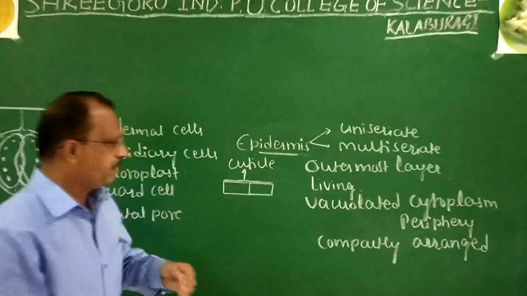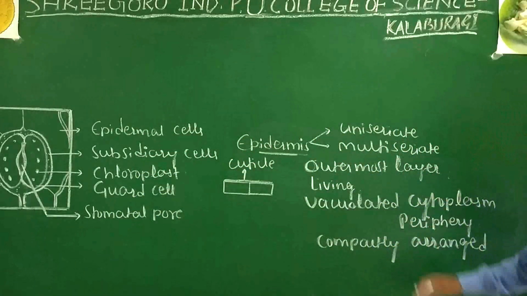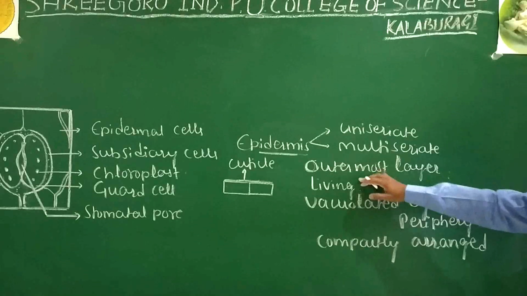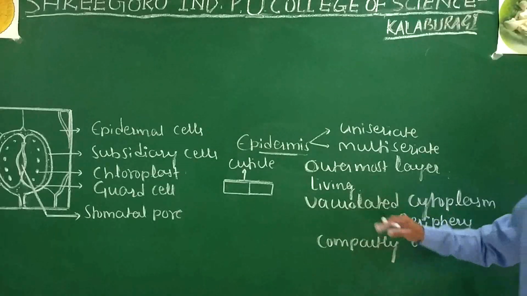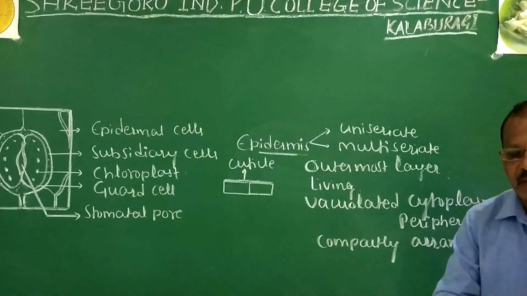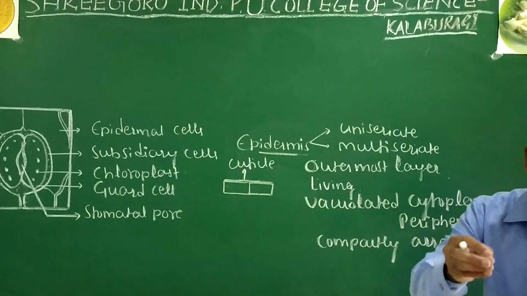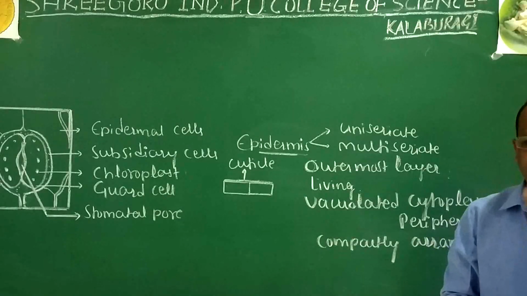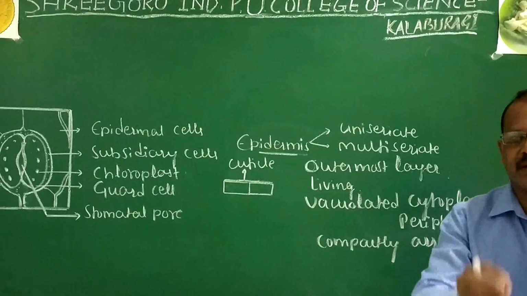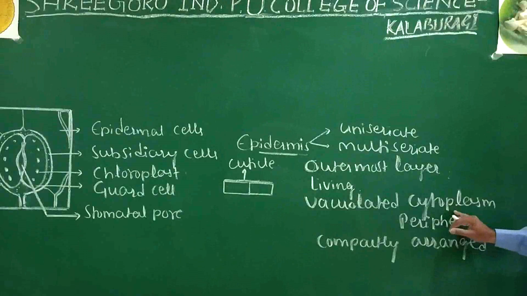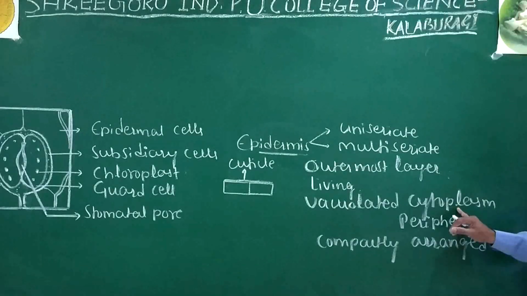Okay, look over here. Epidermis is the outermost layer. Cells are living. Each cell has a vacuolated cytoplasm. Previously, we came across the meaning of vacuole: membrane-bound spaces present inside the cytoplasm are called vacuoles. I covered cytoplasm also: protoplasm minus nucleoplasm is nothing but cytoplasm.